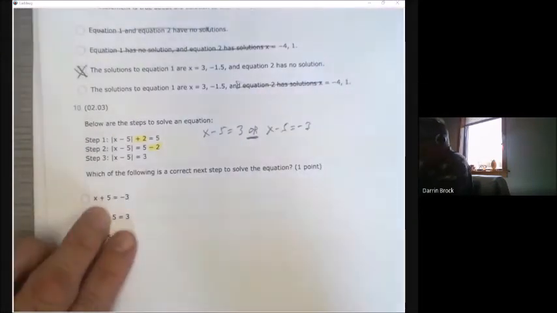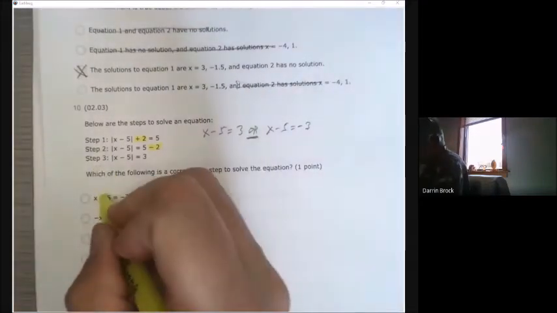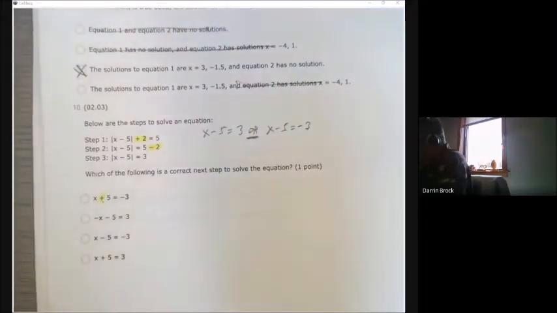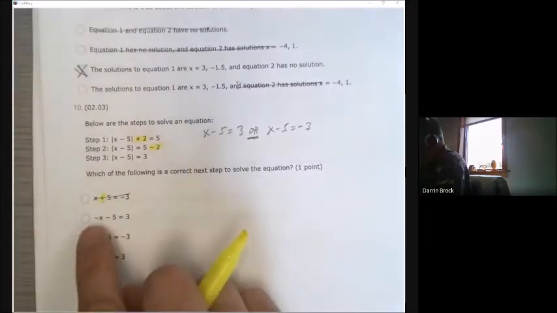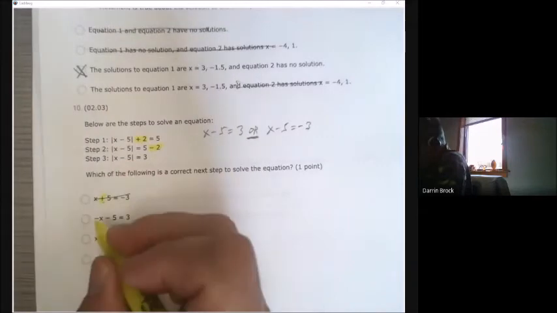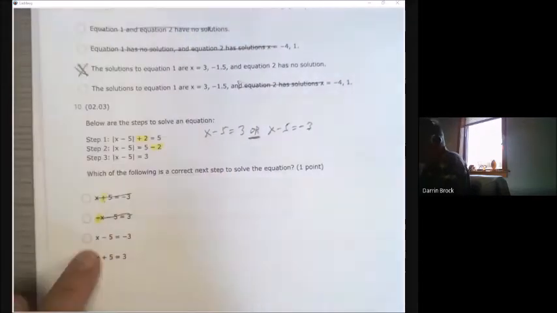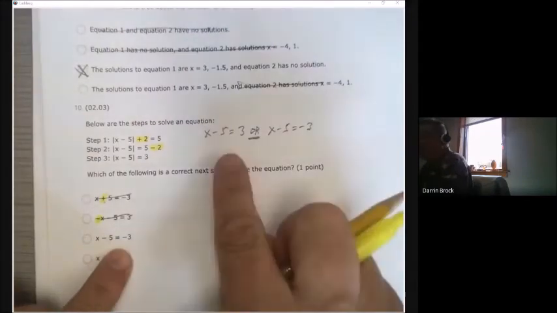Well, it's not going to be x plus 5. That's a problem right there. That tells us right there that that's wrong. So we can scratch that one out. Negative x minus 5 is not the same as x minus 5. That's a problem right there. We can scratch that one out. X minus 5 equals negative 3. That is one of our next solutions.